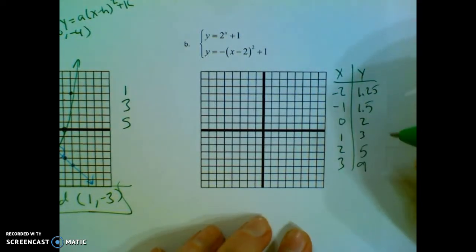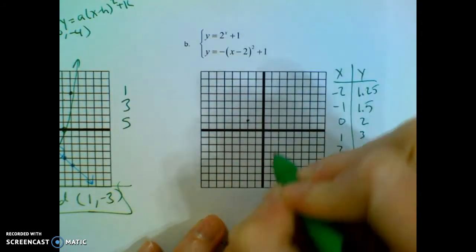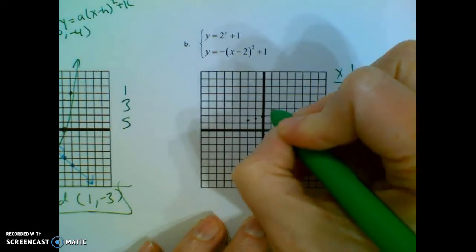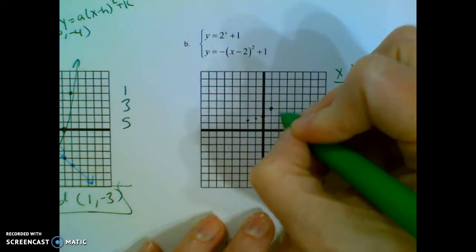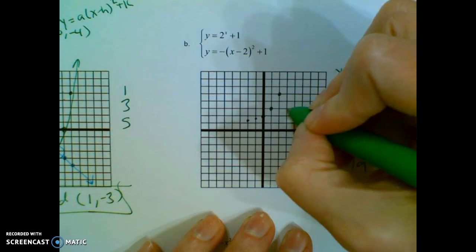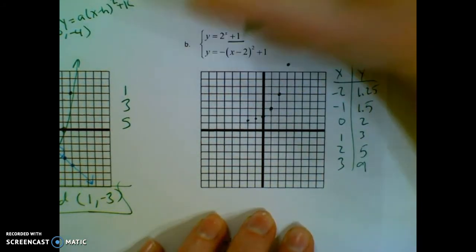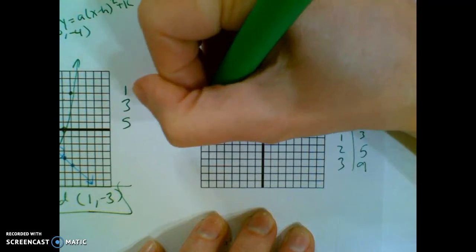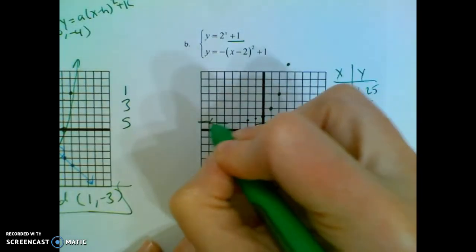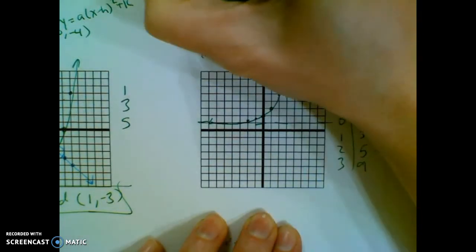So I'm going to go ahead and graph these dots. So -2, 1.25, -1, 1.5, 0, 2, 1, 3, 2, 5, and 3, 9 is somewhere up here. 1, 2, 3, 4, 5, 6, 7, 8. Oh, just right there. Okay, also this has an asymptote at 1, so I know it's going to have a line that never crosses at that y equals 1 line. So this is how it roughly looks. And that's the exponential guy.